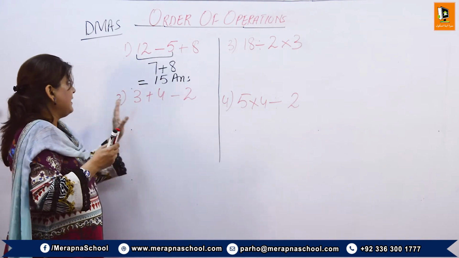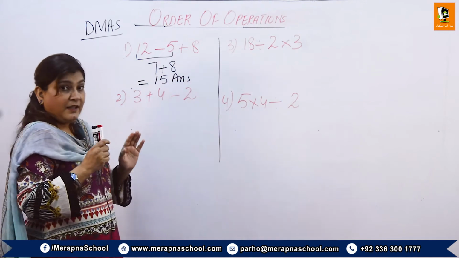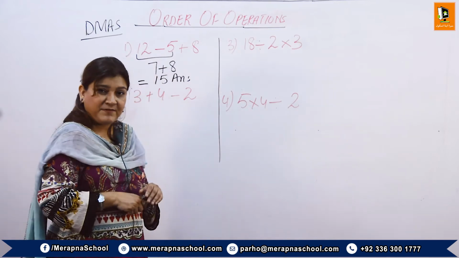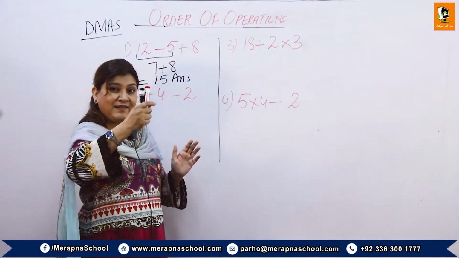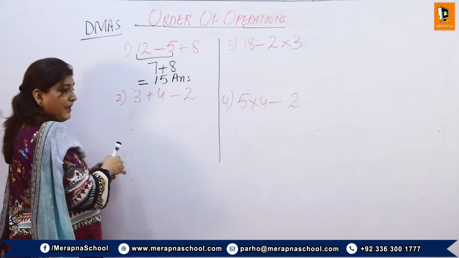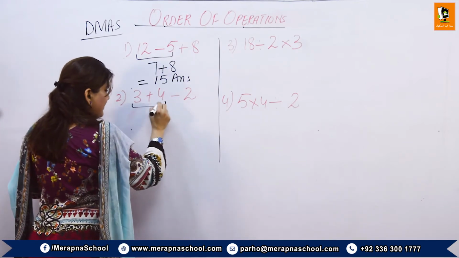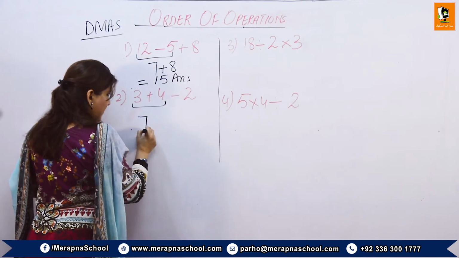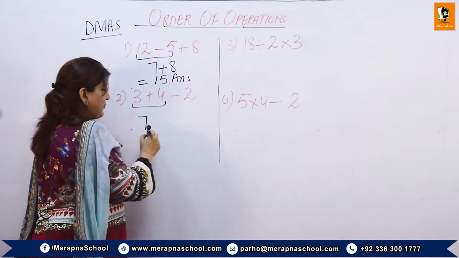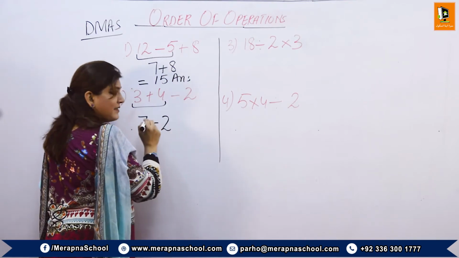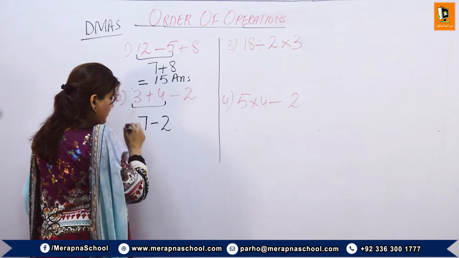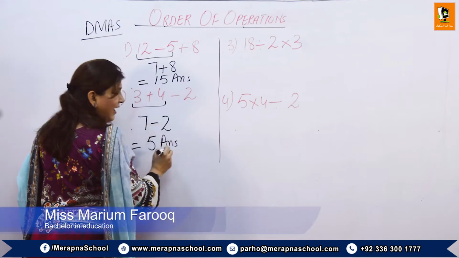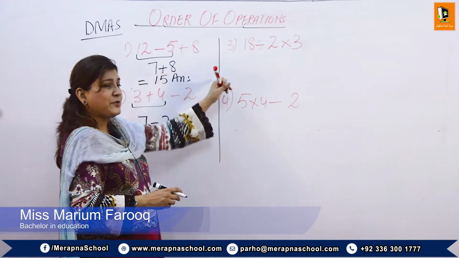No. In DMAS rule, again, whatever written first, addition, subtraction, we have to move from the left. We have to move from left towards the right hand side. So on left side we have which sum? Plus. So we are going to solve the plus first. 3 plus 4, 7. Now we can easily subtract 2 from 7. 7 minus 2 is how much? 5. So 5 is your answer.